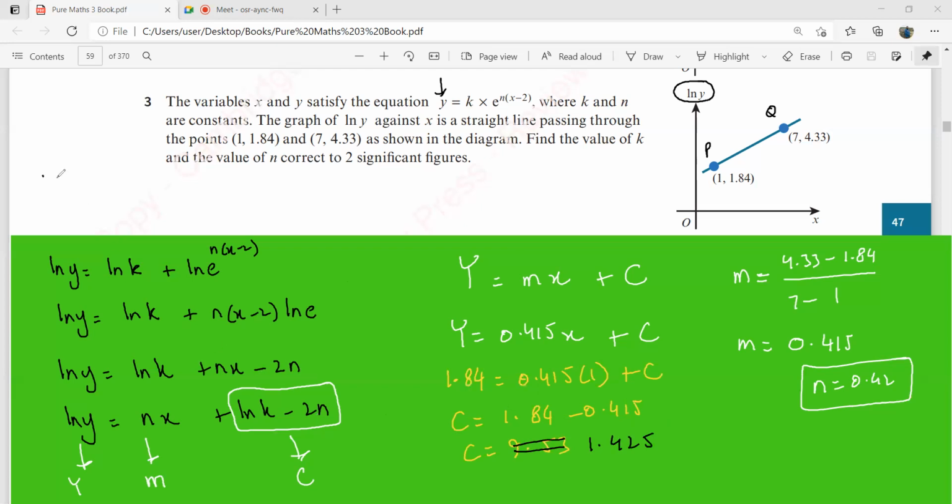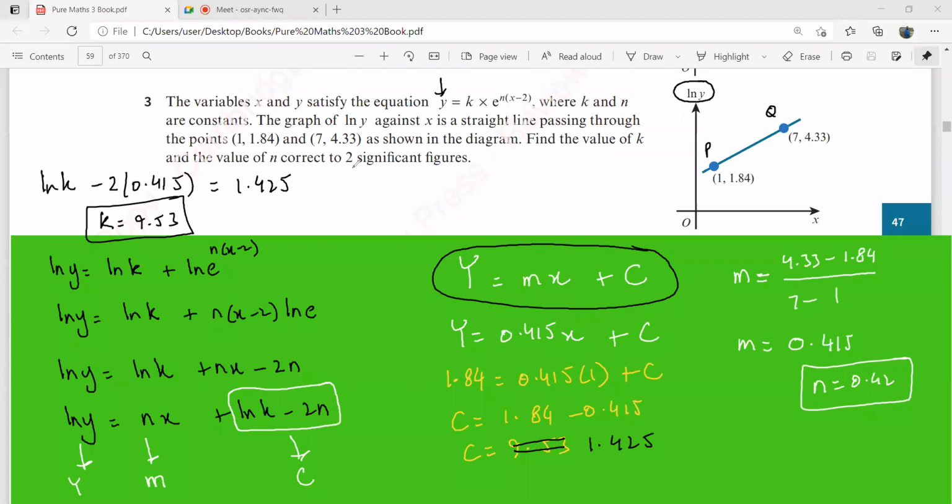Now, all of this, ln k minus 2n, let me put the value of n here, the more exact value, that is equal to 1.425. You have to solve all of this, and then they are saying they're getting this k as 9.53. So guys, you have to confirm this to see. Acha, meeting these conditions, how to write the answer, this should be 9.5. है ना? This k is 9.5 and this n is 0.42.